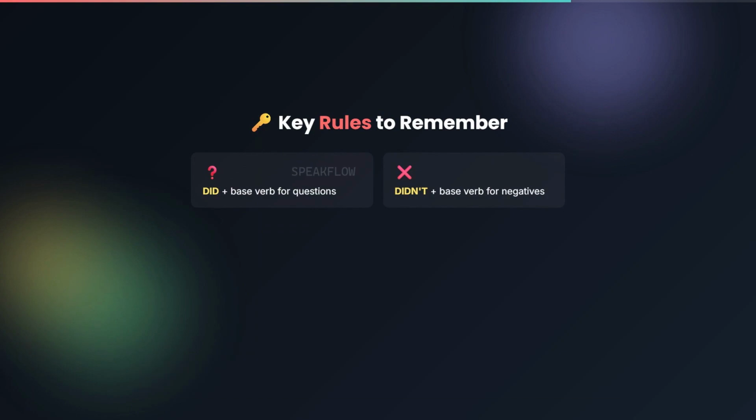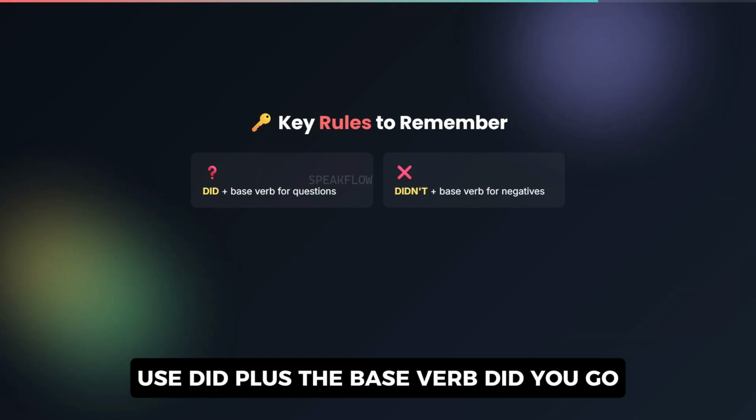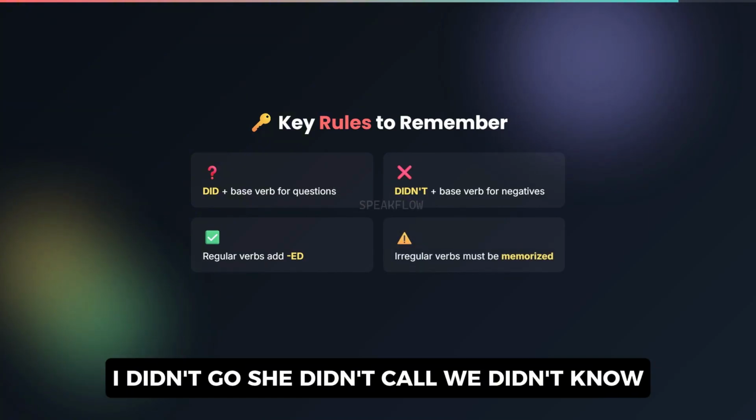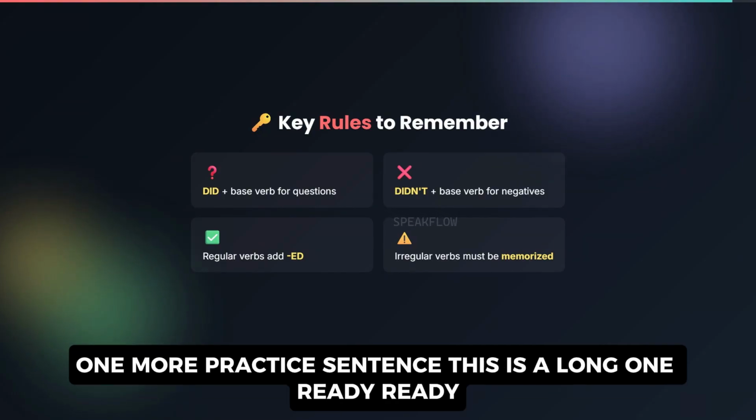And for questions, use did plus the base verb. Did you go? Did you see? What did you do? And negatives use didn't plus base verb. I didn't go. She didn't call. We didn't know. One more practice sentence.